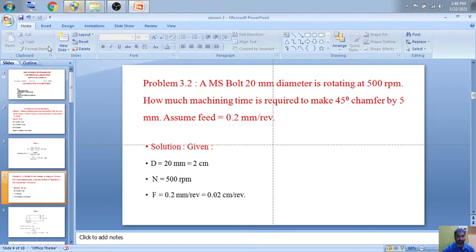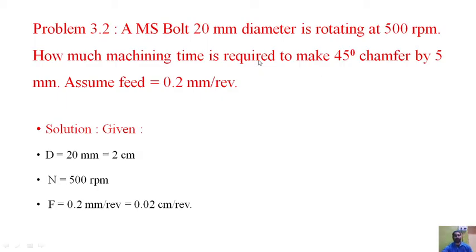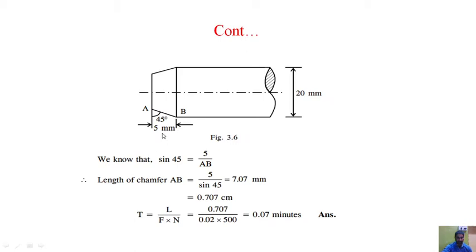35 degree chamfer. So you have to make a 45-degree chamfer for a length of 5 mm. So this will not come into the picture. The machining operation takes place for only 5 mm length. So we need to calculate this length here.